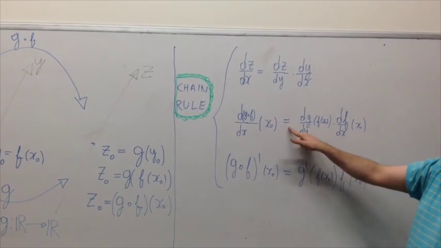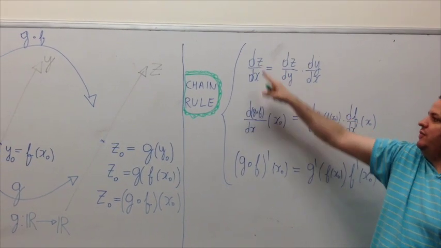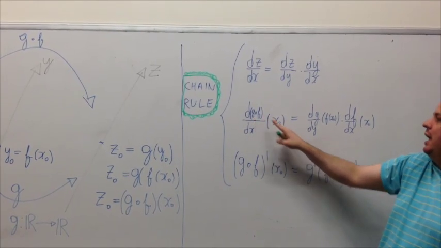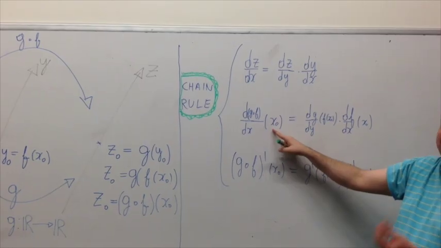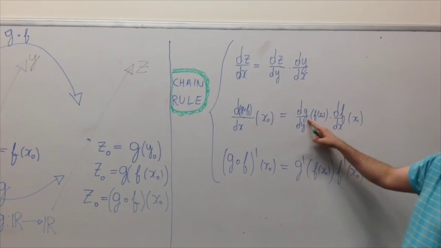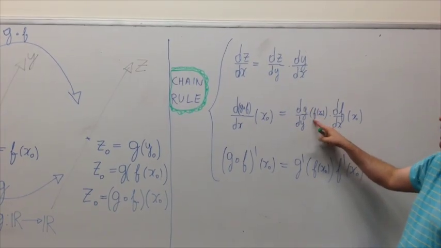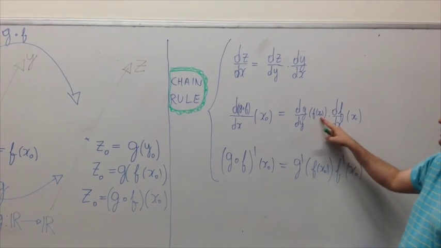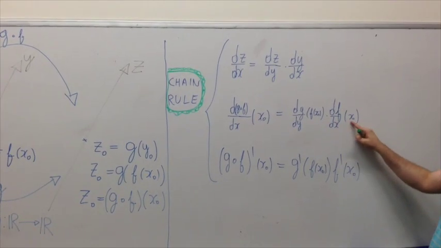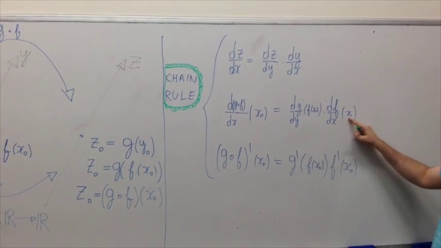Now here, I'm being more careful. Instead of z, I'm actually taking the derivative of the composite function at a particular point and evaluating at a particular point x0. And that's the product of the derivative of the g function calculated at f of x0 multiplied by the derivative of f calculated at x0.